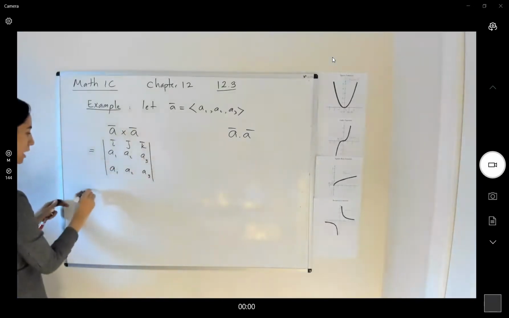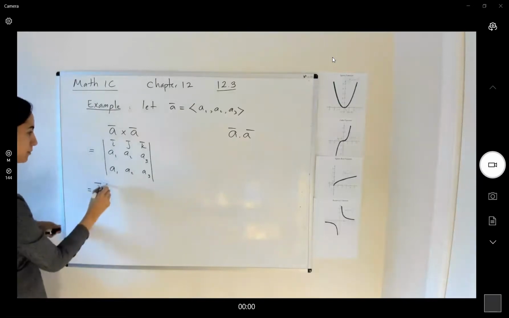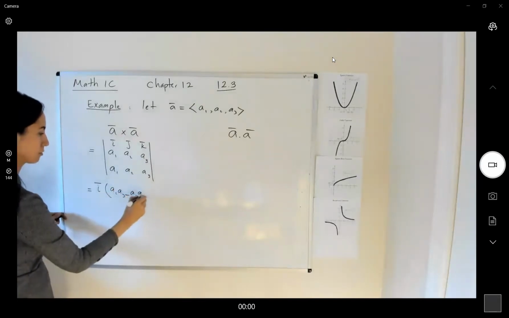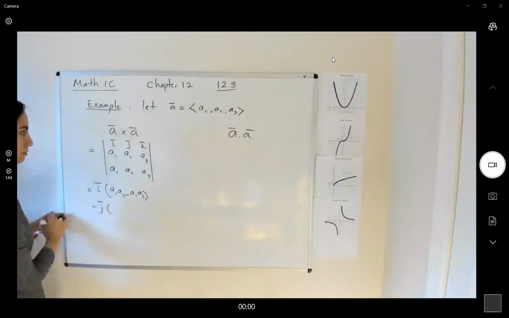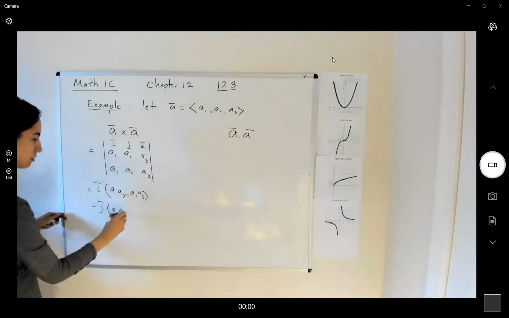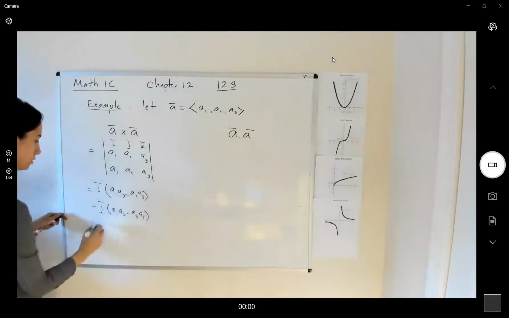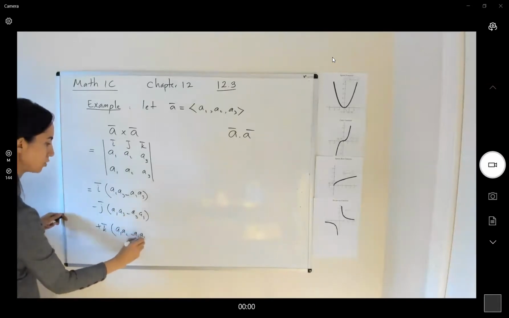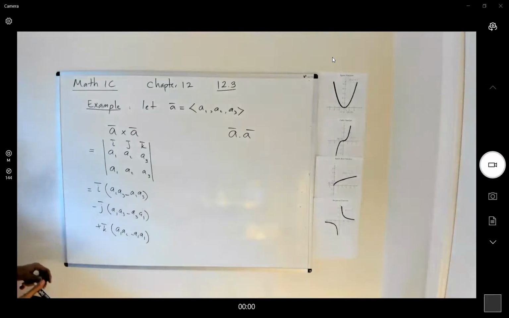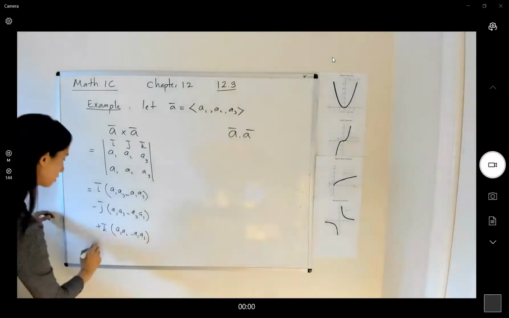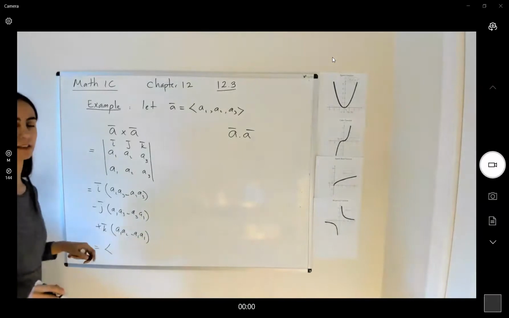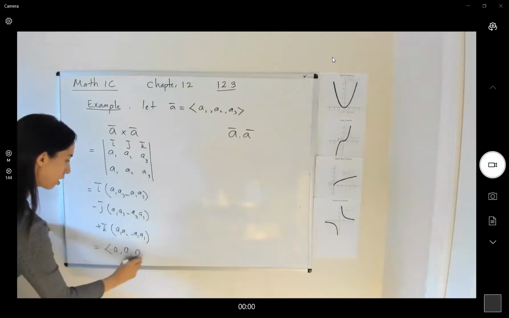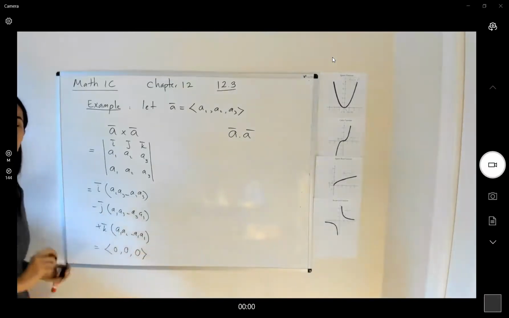Okay, now let us calculate this determinant. i times (a2 a3 minus a2 a3), minus j times (a1 a3 minus a3 a1), plus k times (a1 a2 minus a2 a1). Very well. What do we have here? We have a vector. Guys, this is a vector: (0, 0, 0). This is the zero vector.